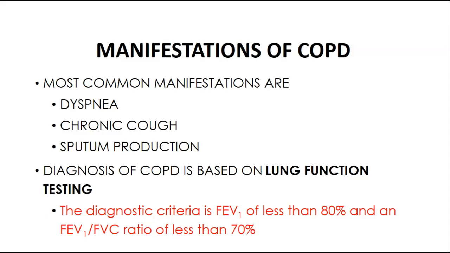Some of the manifestations are dyspnea, a chronic cough, and sputum production. Diagnosis is based on lung function testing. The diagnostic criteria is an FEV1 of less than 80 and an FEV1 over FVC ratio of less than 70, which is also comparable to asthma as well.